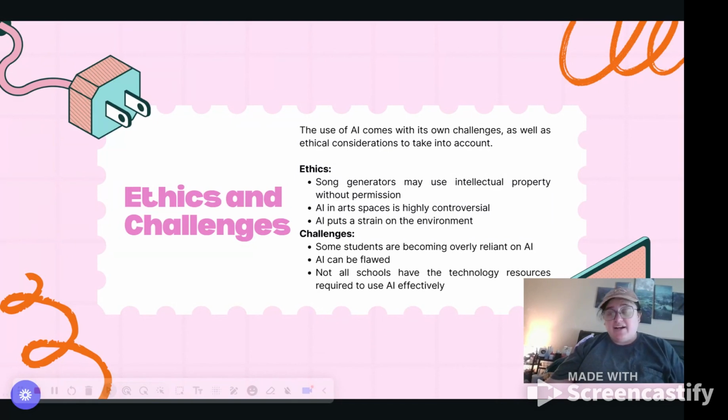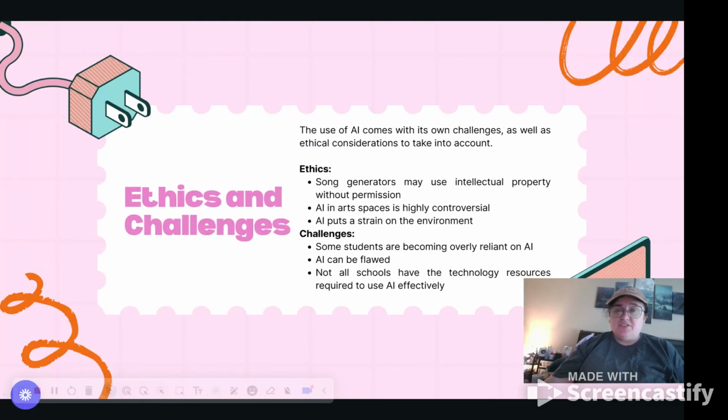One discussion in AI has been how a lot of the stuff that AI is trained on was used without permission, so that's problematic. AI in art spaces in general tends to be very controversial. A lot of people do not like it, so keep that in mind. And also the other big thing people don't like about AI is that it does put a lot of strain on the environment, specifically in water use.